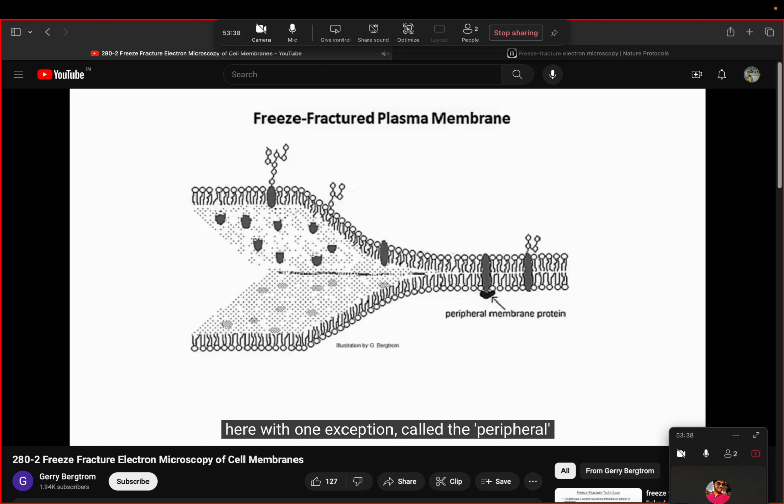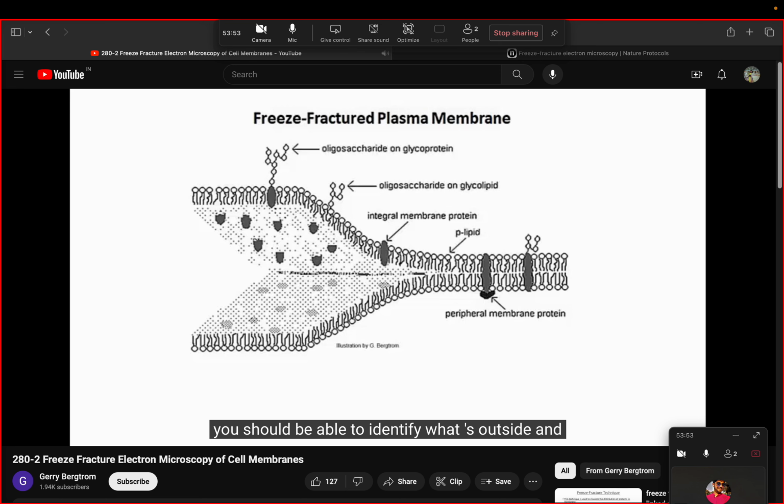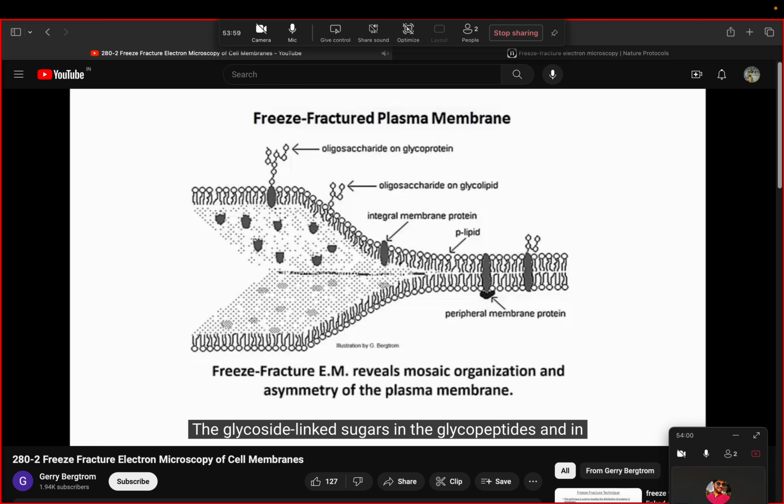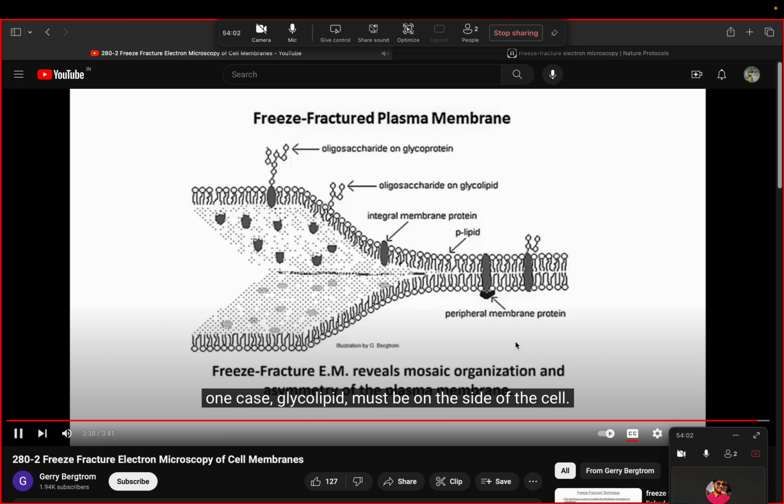So all the ones shown here, with one exception, called a peripheral membrane protein, are called transmembrane or integral membrane proteins because they span the entire phospholipid bilayer. The illustration shows the oligosaccharides, and so without my telling you, you should be able to identify what's outside and what's inside relative to this bit of plasma membrane. The glycoside-linked sugars in the glycopeptides, and in one case a glycolipid, must be on the outside of the cell.